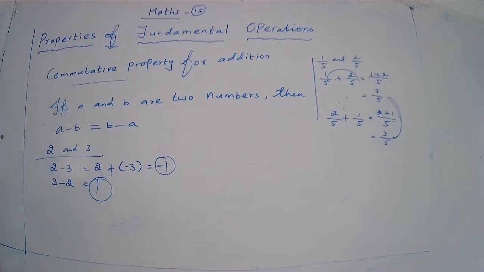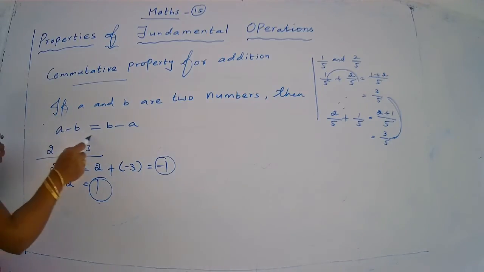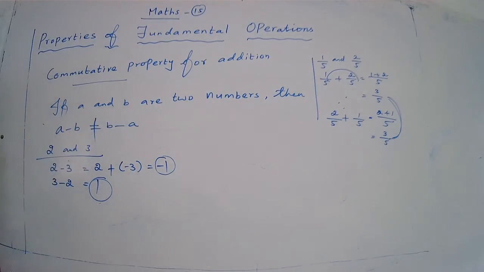Now you change the order. That means 5 minus 0. Your answer is 5 only. Here also you see the two different answers. Yes, children. So the commutative property is not true for subtraction of whole numbers. Clear? Yes. So, like that, the commutative property is not true for subtraction of integers and rational numbers also. Okay. Are you clear? Yes.